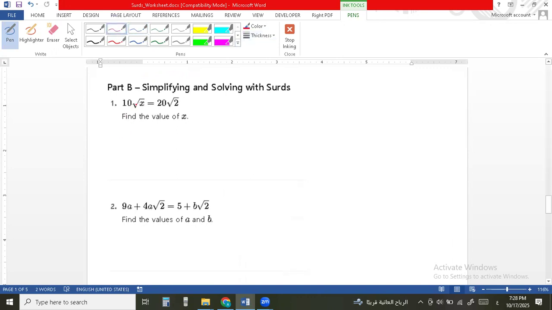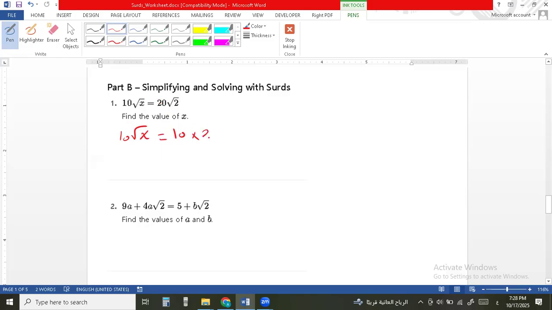They're telling you 10 root of x equals 20 root of 2. Find the value of x. Mister, they are not exactly the same. I need the 20 to be 10 as well. No problem, let's do this. So 10 root of x equals, can you make the 20 into 10 times something? Yes, mister, it is 10 times 2. Okay, but can you make it into a surd or a root?